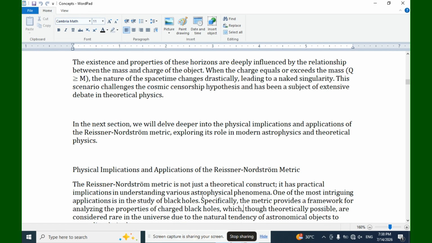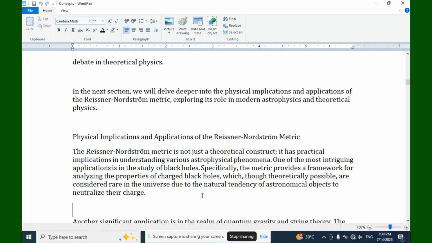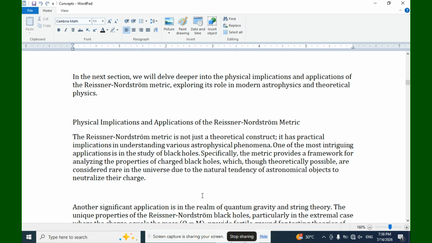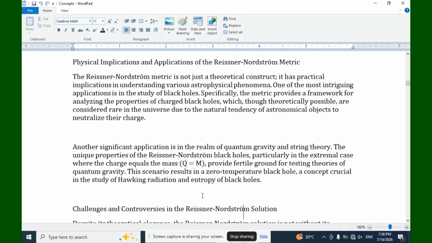Physical implications and applications of the Reissner Nordström metric. The Reissner Nordström metric is not just a theoretical construct. It has practical implications in understanding various astrophysical phenomena. One of the most intriguing applications is in the study of black holes. Specifically, the metric provides a framework for analyzing the properties of charged black holes, which are theoretically possible but considered rare in the universe due to the natural tendency of astronomical objects to neutralize their charge.